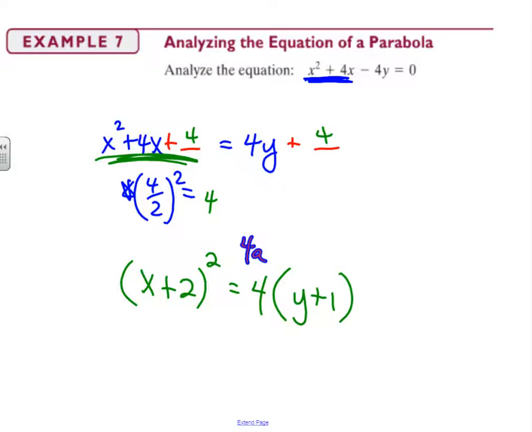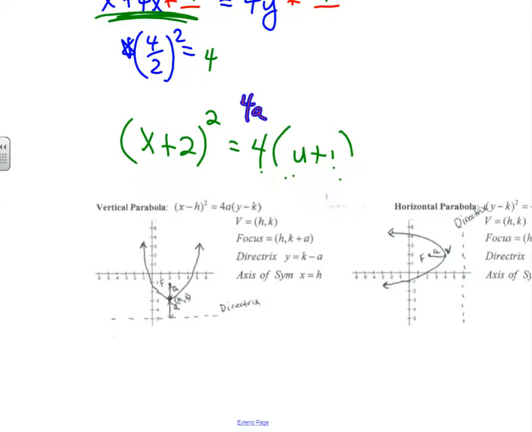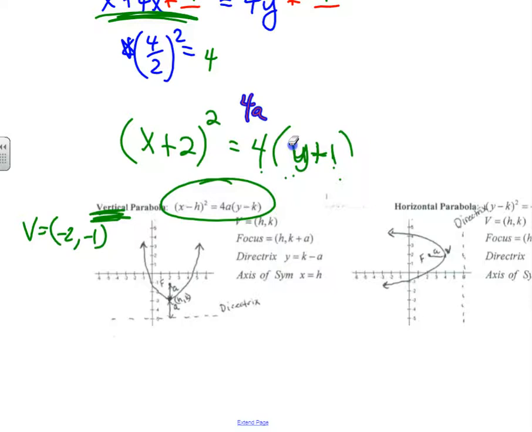If I would have ended up with a 4 over on this side, I would have divided it off and said 1/4, and then 4a would equal the 1/4. So just make sure that your final equation is matching something that's on the worksheet. It looks like this is matching my cheat sheet, where I've got the vertex. Looks like I'm going to be using this formula, so I know it's vertical. So it looks like the vertex is going to be at (-2, -1). The focus can be found by setting 4a equal to 4, so a equals 1.